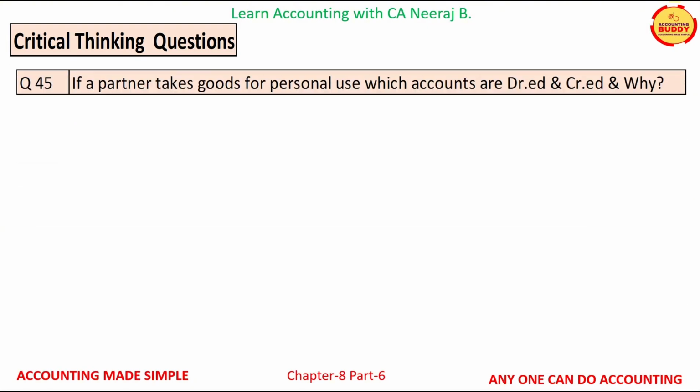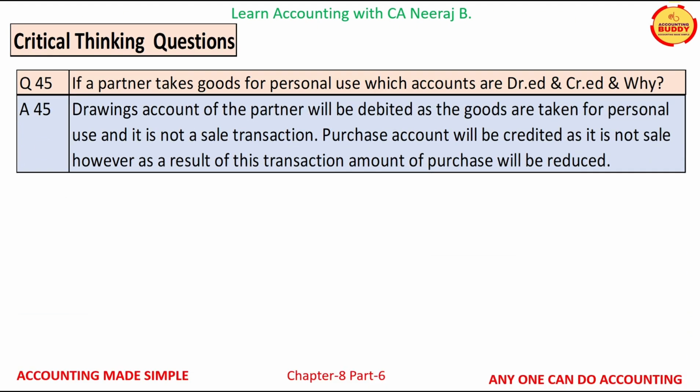Question number 45 is if a partner takes goods for personal use, which accounts are debited and credited and why? The answer is drawings accounts of the partner will be debited as the goods are taken for personal use and it is not a sales transaction.